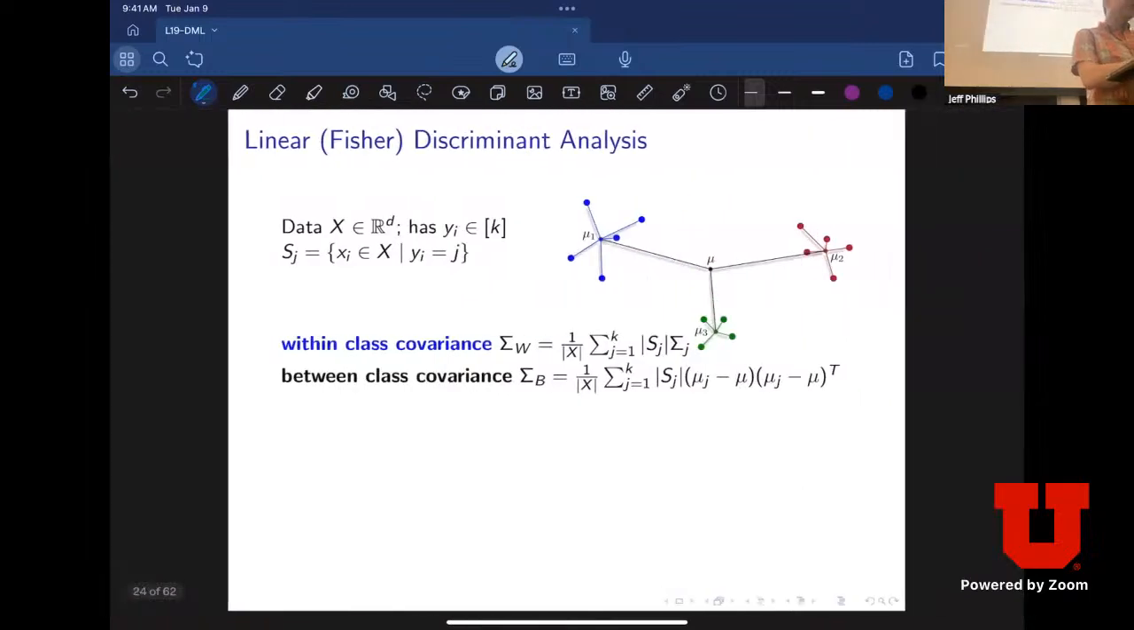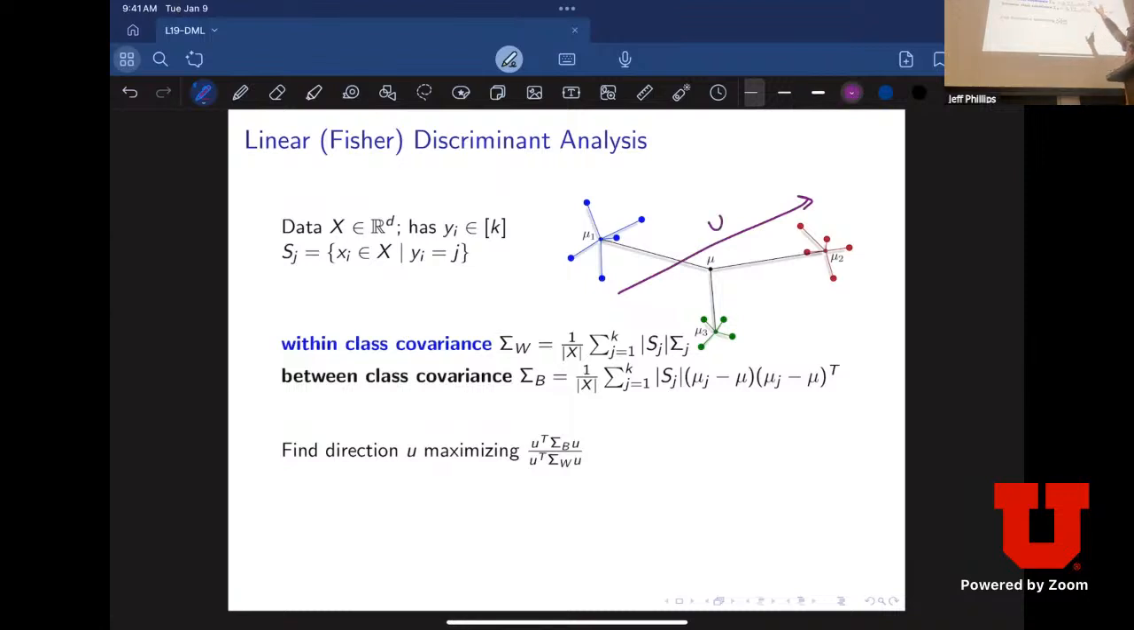Okay, and then once I have these two matrices, the within class covariance matrix and the between class covariance matrix, I want to find a direction, U, which is maximizing the between class covariance. So think of drawing a direction U here. And if I project onto this direction, I want the differences between the means to be large, and the differences between two data points, these two data points, on average to be small.